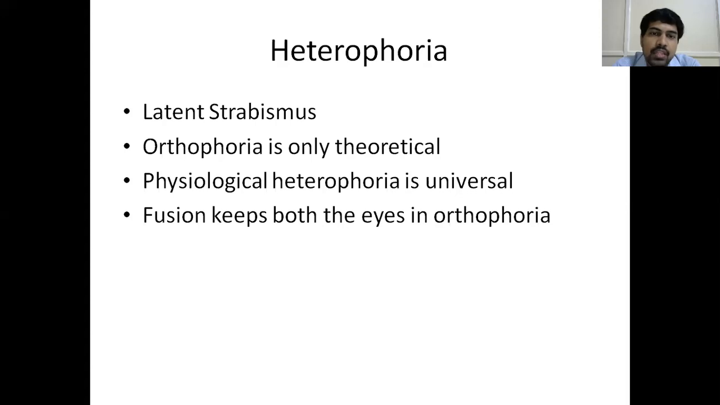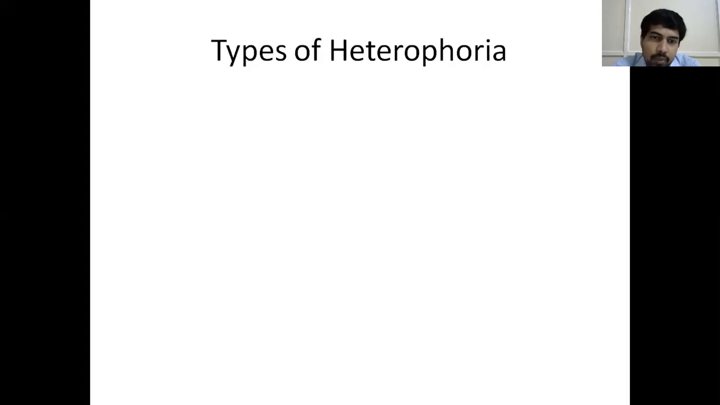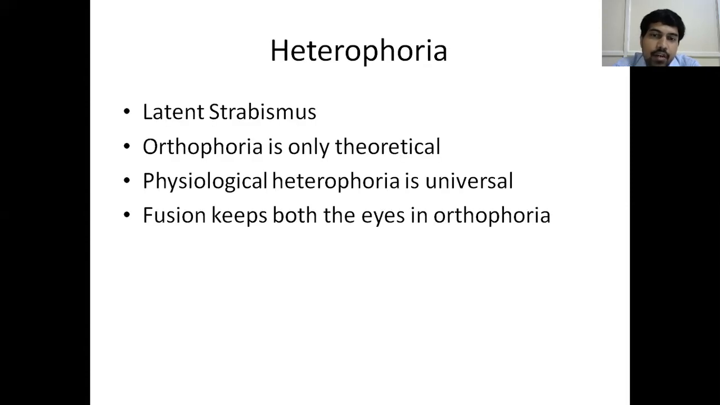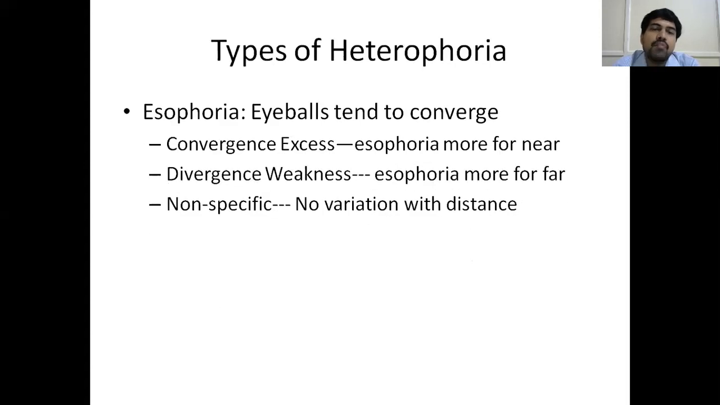So that's why with this physiological heterophoria, we don't have any symptoms, and we don't have any diplopia because of fusion. That is the second grade of binocular single vision, the rabbit example. It keeps both the eyes in straight alignment. Okay. Now, what are the various types of heterophoria? I told you, eso means inward, exo means outside. So esophoria, eyeballs tend to converge.